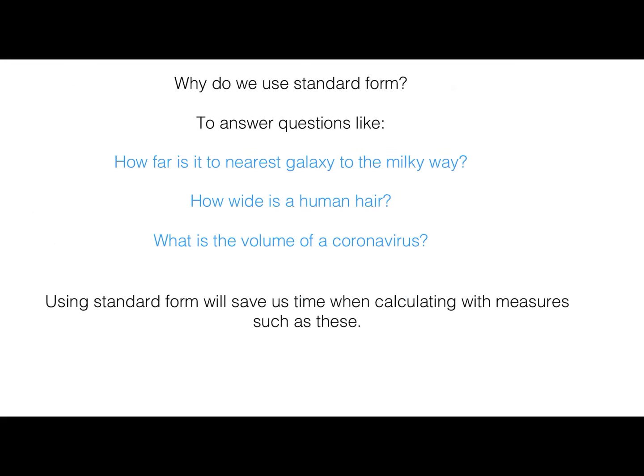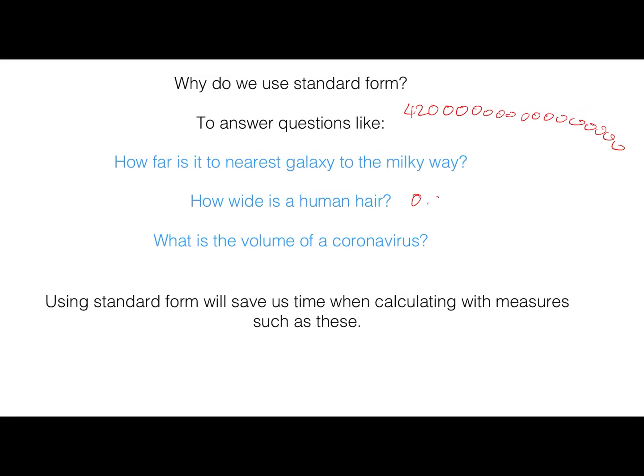And the reason why we have standard form is to answer questions like this. How far is it to the nearest galaxy to the Milky Way? Well, that answer is likely to be several billion kilometers. Okay, so rather than writing out a long number like 420 billion, we don't really want to write that many zeros, so we're going to write it in standard form.